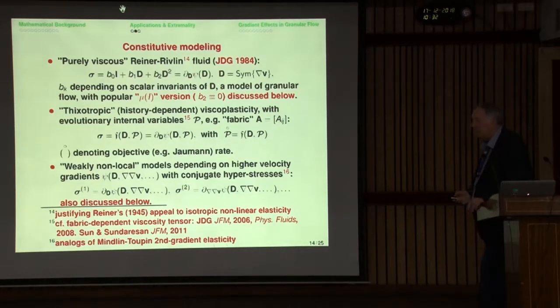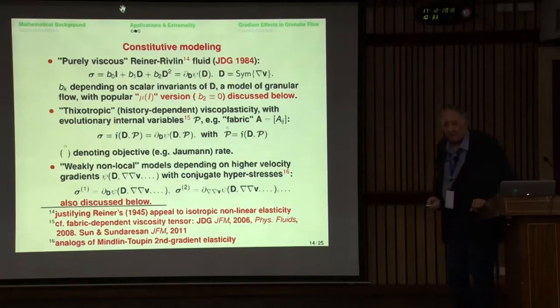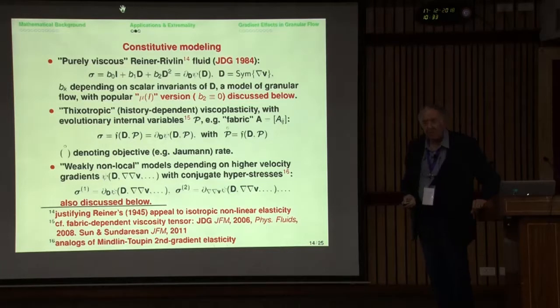So you can throw away all those papers that struggle to find restrictions on these coefficients. They're given, they're determined by a single scalar function of strain rate. The mu of I model is simply this model without this term, the quadratic in strain rate.